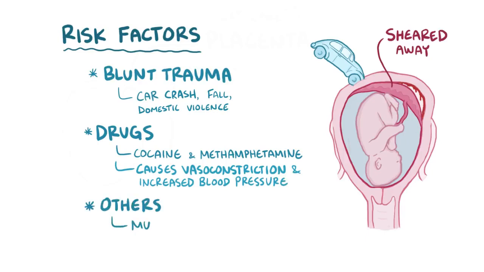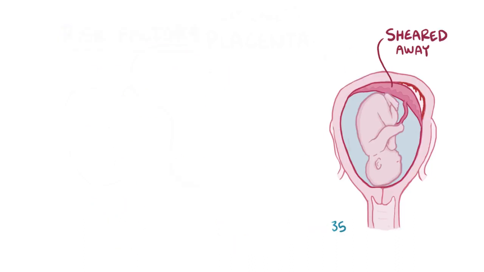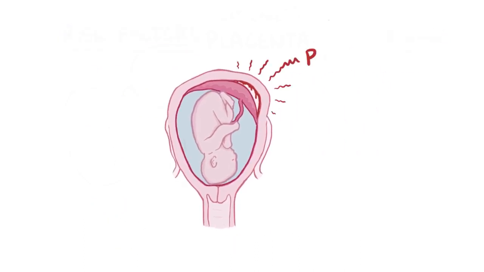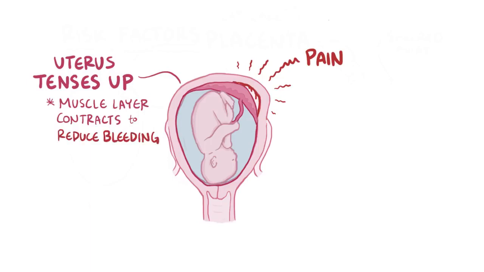Other risk factors include multiparity or multiple pregnancies, and a maternal age over 35 years old. Interestingly, the strongest factor for placental abruption is having had a previous abruption. Placental abruption is often accompanied by pain in the area of the abruption, and the uterus might tense up and become rigid, as the strong muscular layer contracts to clamp down on the uterine vessels to reduce the bleeding.